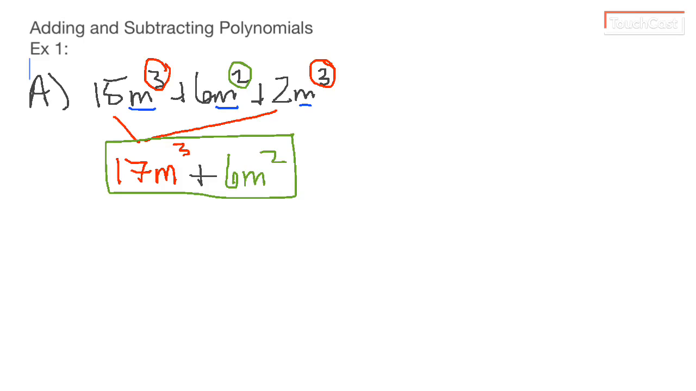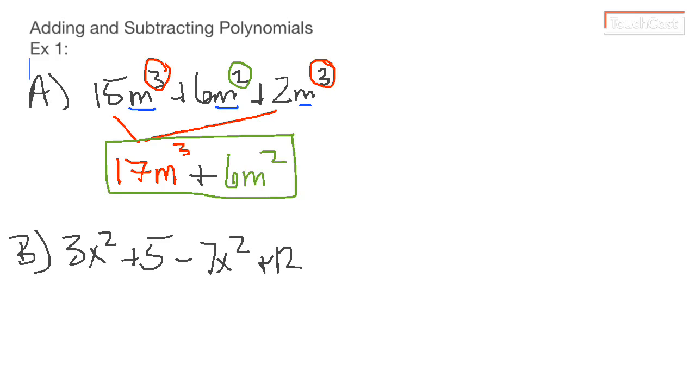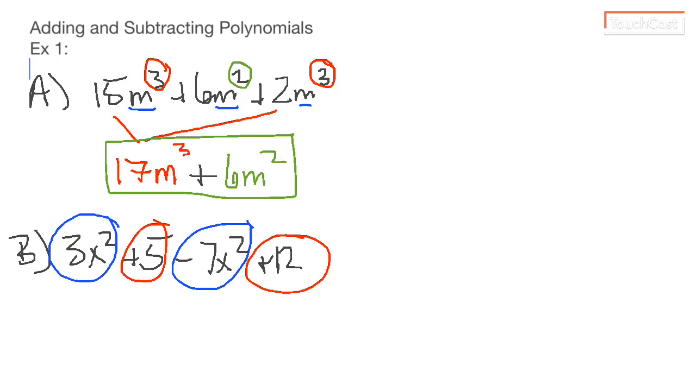Let's look at another one. We're going to have 3x squared plus 5 minus 7x squared plus 12. Well, I'm going to circle the like terms. So we've got 3x squared and a minus 7x squared are like terms. We also have a 5 that's a constant. It has no x's. And we have another constant, 12. So no variables there. We can combine things with like terms.